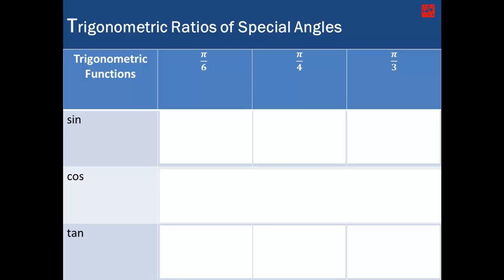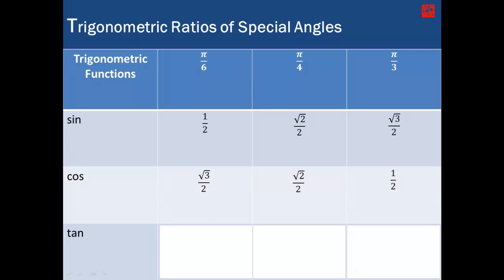However, in this case, knowing the graphs of the trigo functions will not help. So how do we remember the trigo ratios of these angles? Sine pi over 6 is half, sine pi over 4 is square root 2 over 2, sine pi over 3 is square root 3 over 2. Notice that the denominators are all 2. Notice that the numerators go from square root 1 to square root 2 to square root 3. So that's how I remember the trigo ratios for sine. For cosine, we just need to flip the row for sine and we get the trigo ratios for cosine.